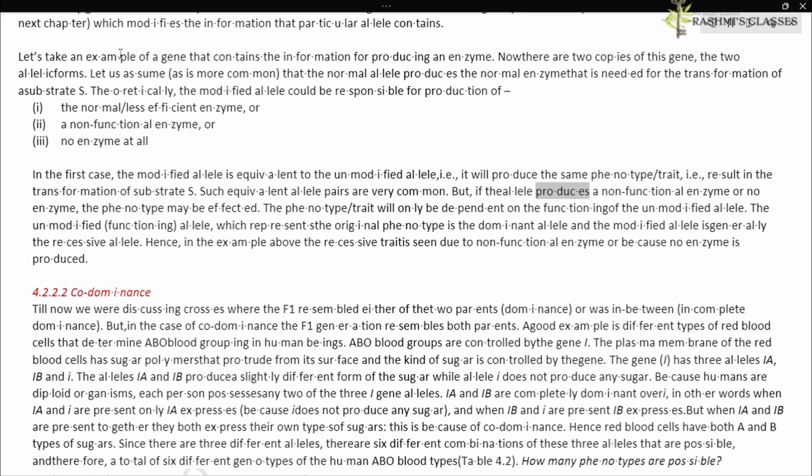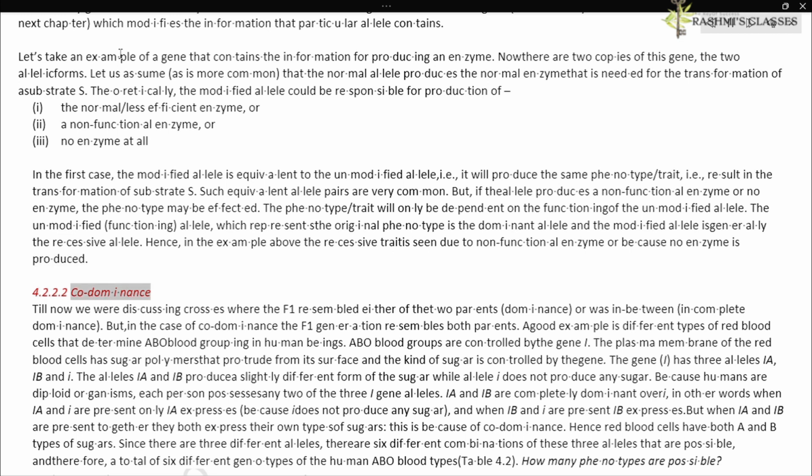But, if the allele produces a non-functional enzyme or no enzyme, the phenotype may be affected. The phenotype/trait will only be dependent on the functioning of the unmodified allele. The unmodified, functioning allele, which represents the original phenotype, is the dominant allele, and the modified allele is generally the recessive allele. Hence, in the example above, the recessive trait is seen due to non-functional enzyme or because no enzyme is produced.